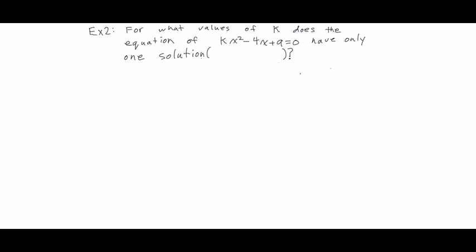For example 2, we're going to have some algebra that we're going to deal with. So this problem asks, for what values of k does the equation kx squared minus 4x plus 9 equal 0 have only one solution? Another way of describing this is you could say two equal roots.